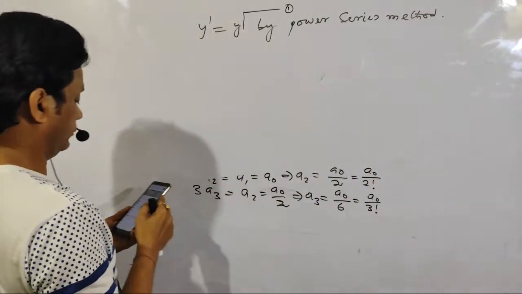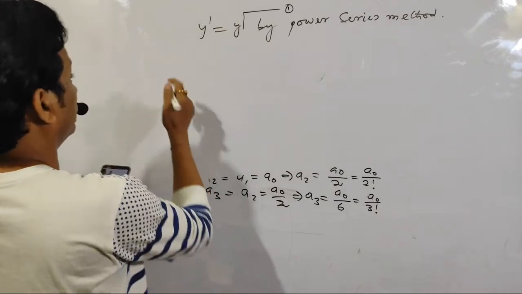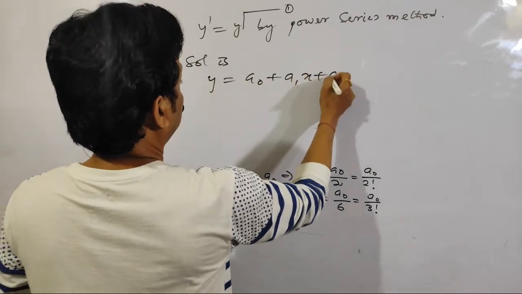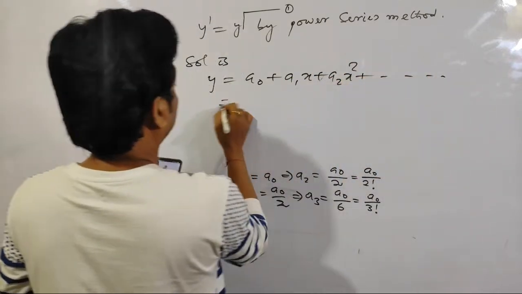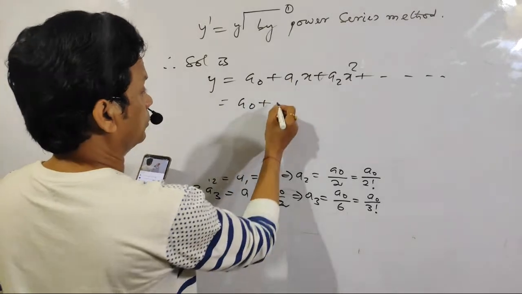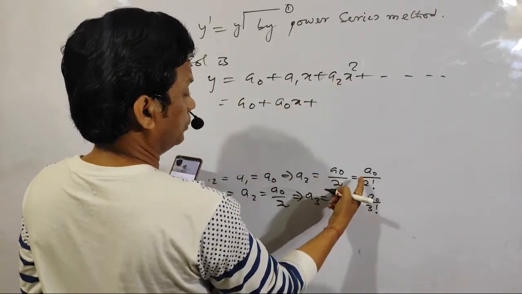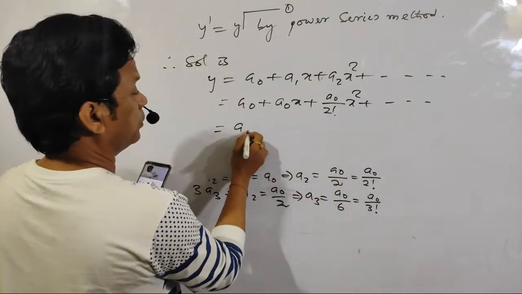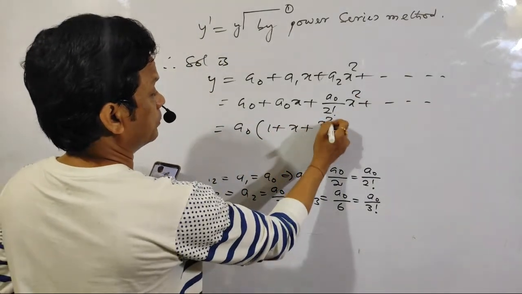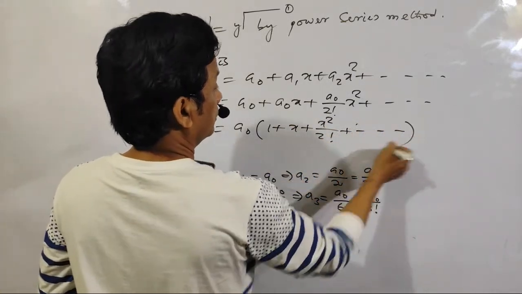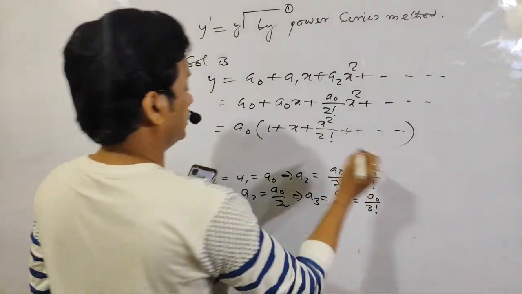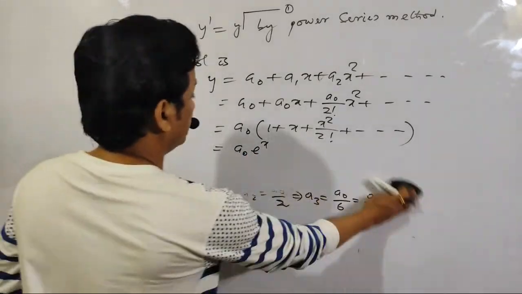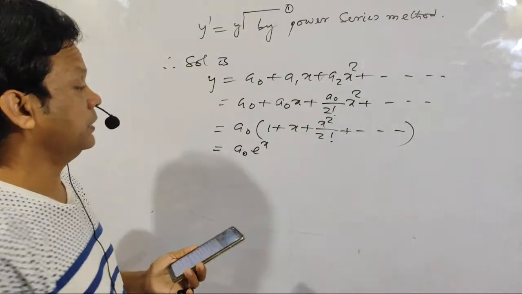The solution is y is equal to a0 plus a1x plus a2x square plus so on. a0, and what is equal to a1? a1 is equal to a0 x. a2 is equal to a0 by factorial 2 x square plus so on. And simply take a0 common: 1 plus x plus x square by factorial 2 plus so on. And this is nothing but e to the power x. That means the answer will be a0 into e to the power x. Clear? So this is the solution of the given differential equation.